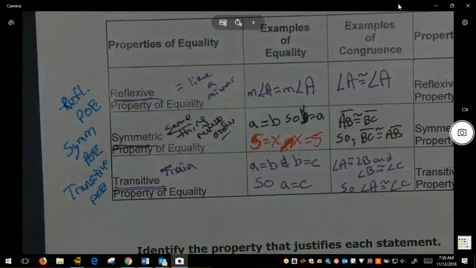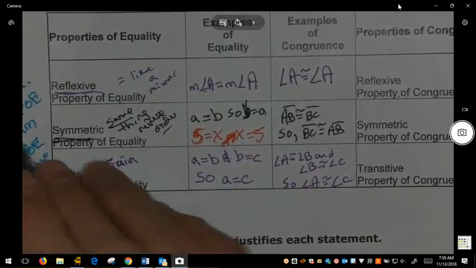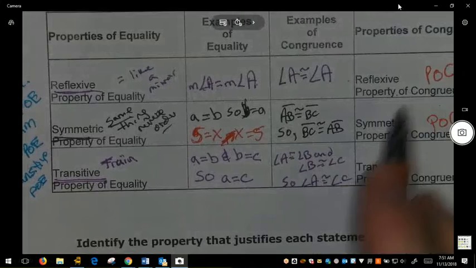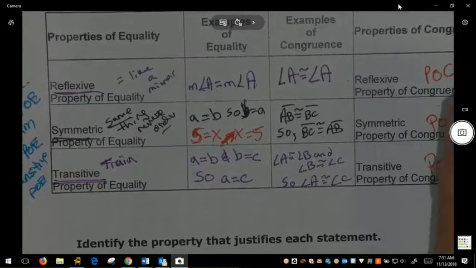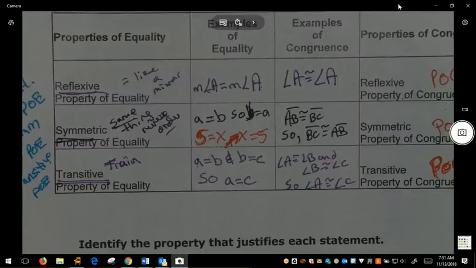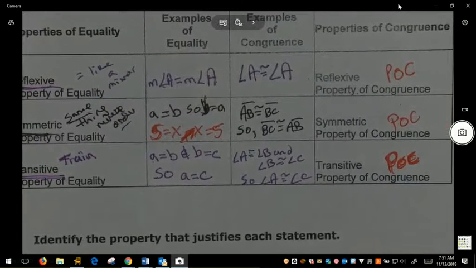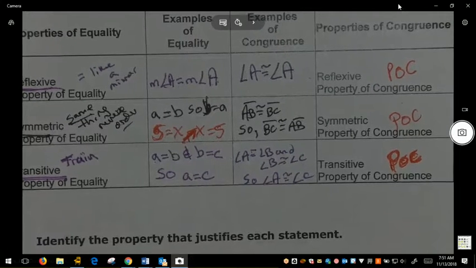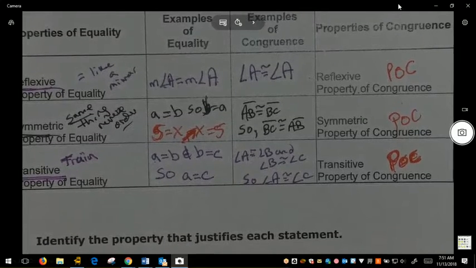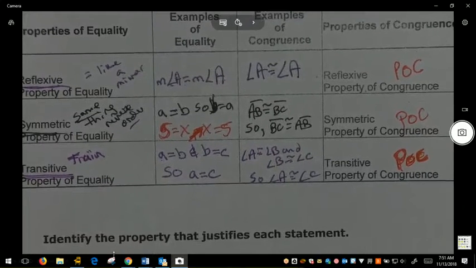Now, on the other side, it's the same things, but it's property of congruence. So I don't want you going around saying reflexive POC, symmetric POC, transitive. Still say property of equality, just like you say I live in Commerce, Michigan, even though we abbreviate it MI. But you can abbreviate it so you don't have to write out the words property of congruence. I'd like you to take a moment using these to try to justify statements A through H. Identify which property is being used.